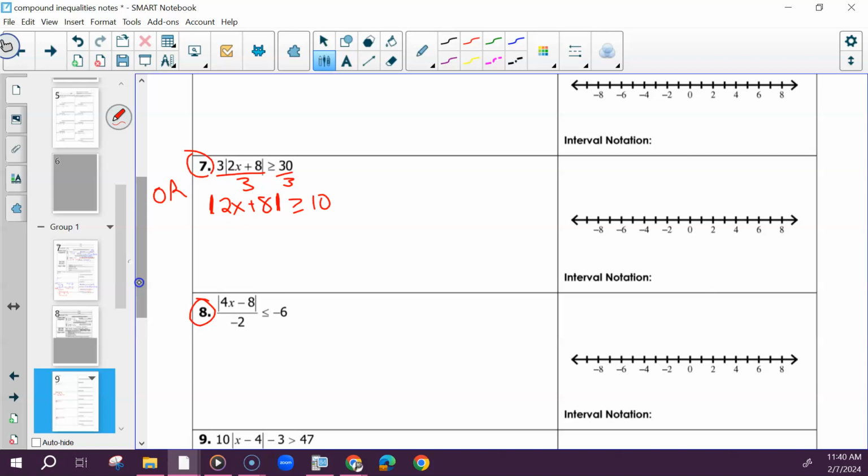Alright, then we can set up our two equations. Drop your absolute value: 2x plus 8 is greater than or equal to 10. And the other one, 2x plus 8 is less than or equal to negative 10. And solve both.